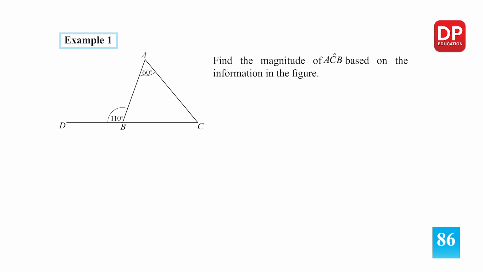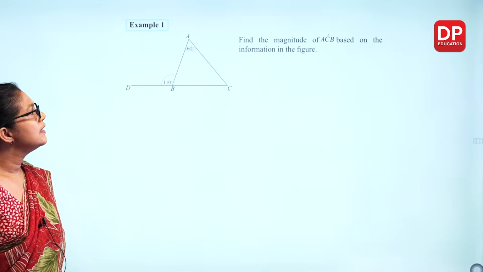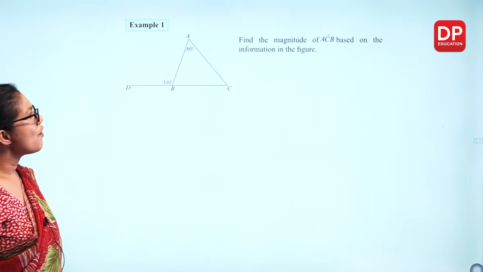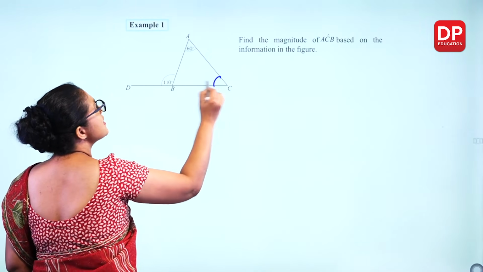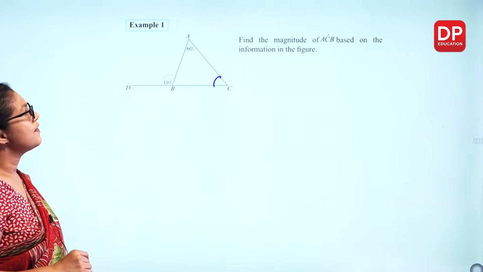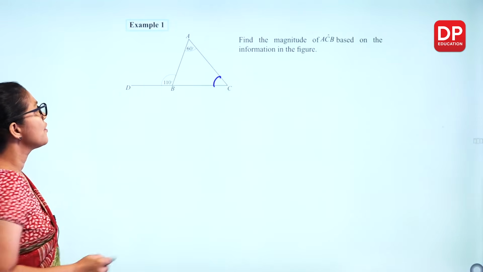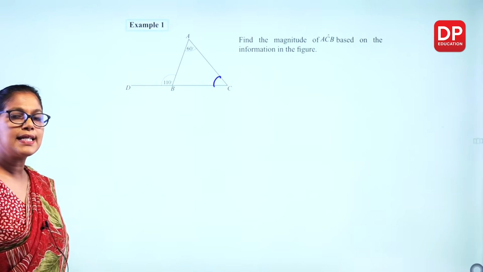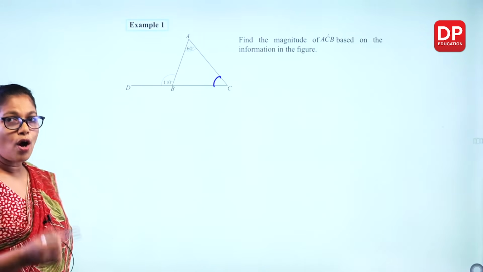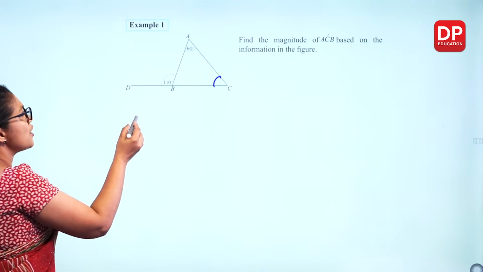Now we'll look at example 1 in your textbook. It says find the magnitude of ACB. So this angle, based on the information in the figure. So this is the exterior angle and these two are the opposite interior angles. So according to theorem number 1, what can you say?